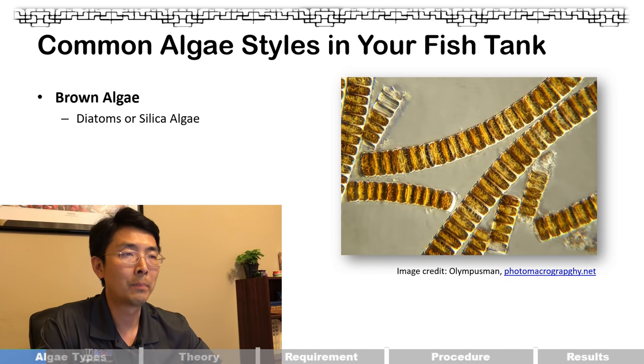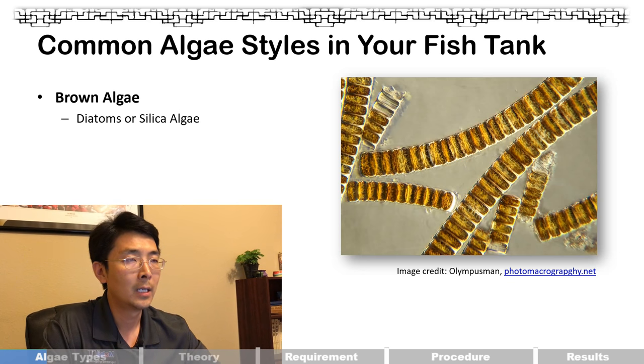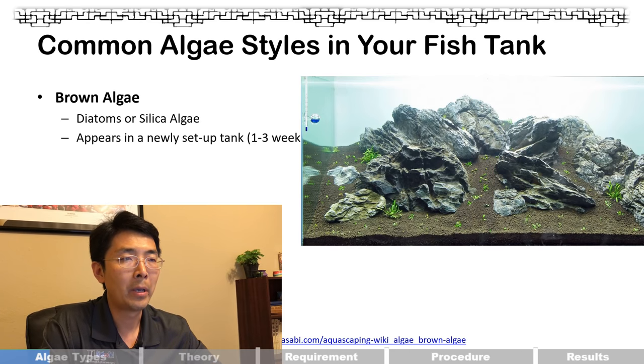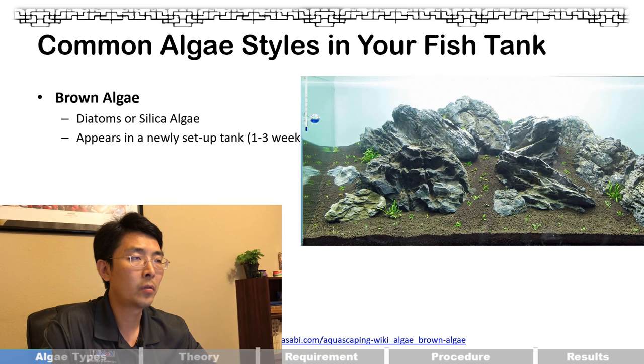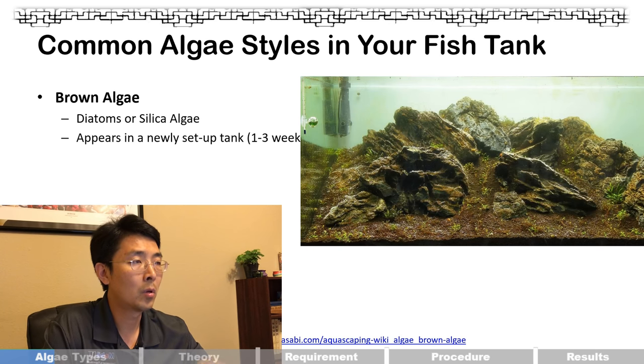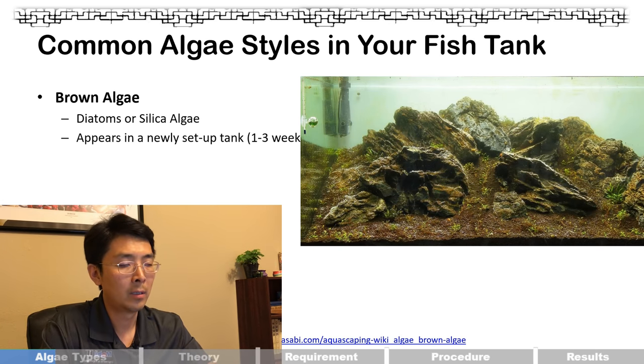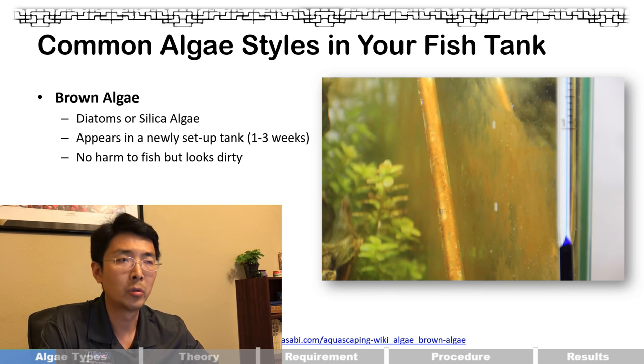The second one is brown algae. The color is brown. It's also called diatoms or silica algae. It basically appears in a newly set up tank within one to three weeks. Your tank is going to go from crystal clear to this brown coating colored everywhere. Obviously, it's no harm to your goldfish, but it looks dirty. So many folks do not prefer a brown algae style tank.